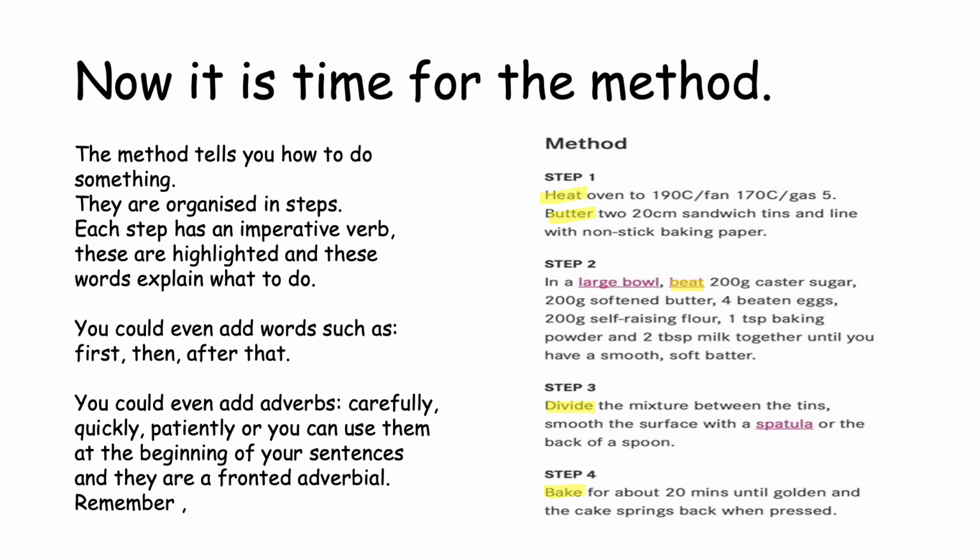Step 1. Heat oven to 190 degrees fan or 170 degrees, gas mark 5. Butter 2 20cm sandwich tins and line with non-stick baking paper. Step 2. So these are full sentences, okay? So you can have a read of that.